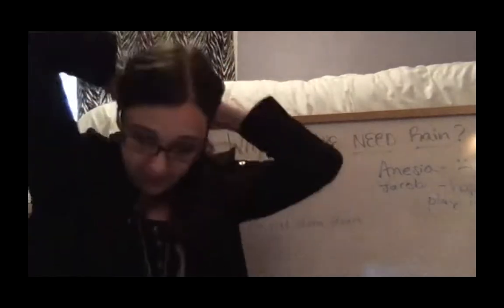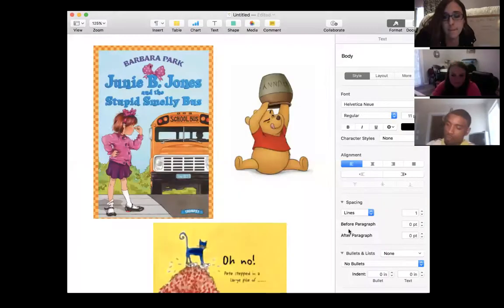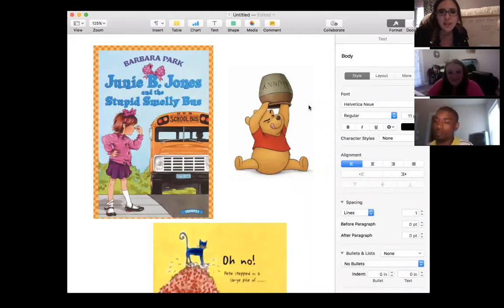All right. So our next group, we are going to look at some characters. And I want you to see how you think they feel. Okay. So Junie B. Jones and the stupid, smelly bus. How do you think she feels about that? She thinks it stinks because she's holding her nose. She's probably not happy, right, to get on that bus. Maybe a little mad.